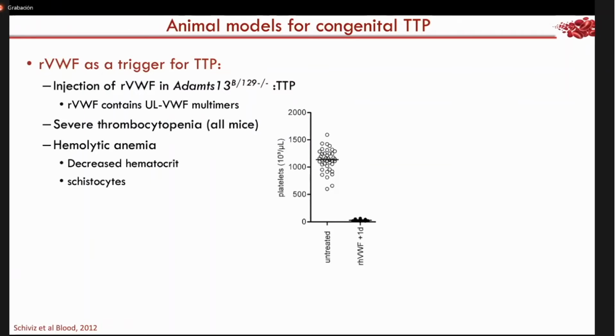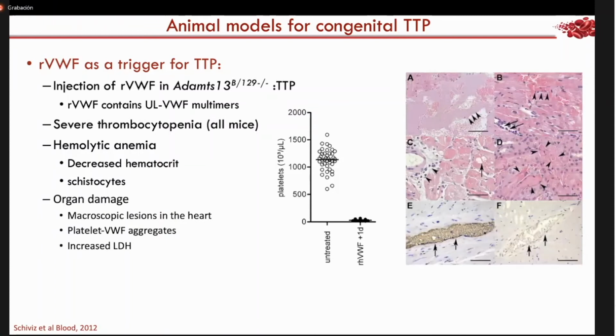You also induce hemolytic anemia. There is a decrease in hematocrit and some schistocytes appear. And they did find organ damage, but mainly in the heart. They found macroscopic lesions in the heart, some platelet VWF aggregates, which I point out here, but are difficult to see.